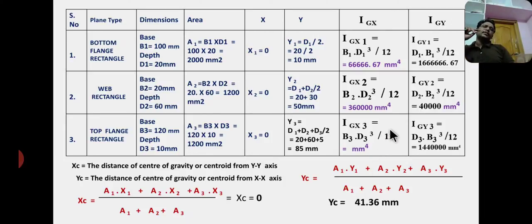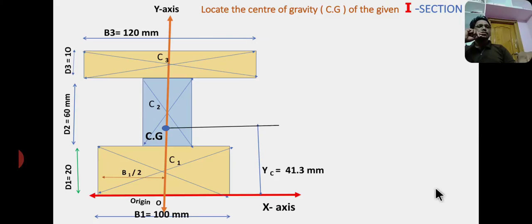So therefore here Igx is the area moment of inertia about the centroidal x-axis. Therefore from previous slides, the moment of inertia for a rectangular section Igx equal to bd cube by 12 and Igy equal to db cube by 12. For the second and third rectangles it is the same. Substitute the values. These are the answers for the individual area moments of inertia.